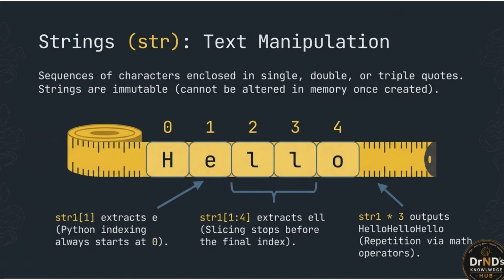Immutable means that once a string is created, its individual characters cannot be directly changed in memory. If we want a modified version, Python creates a new string rather than altering the existing one. As beginners, you don't need to worry too much about this concept right now. Just remember that strings are designed to protect text data from accidental modification.